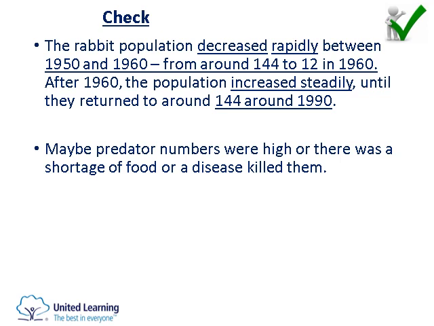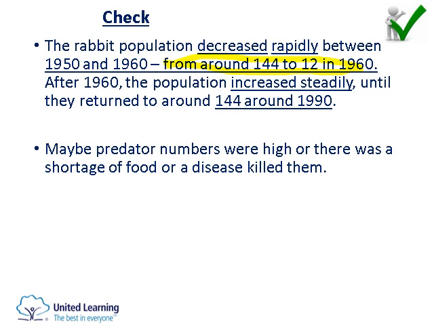So in terms of my description for the top bullet point, the rabbit population decreased rapidly. So I've included a specific keyword in there to describe exactly the pattern. It didn't just decrease, it went down really quickly between 1950 and 1960. And then notice, because I had numbers on my axes, I've given a specific number. So I've said it goes from 144 to 12.